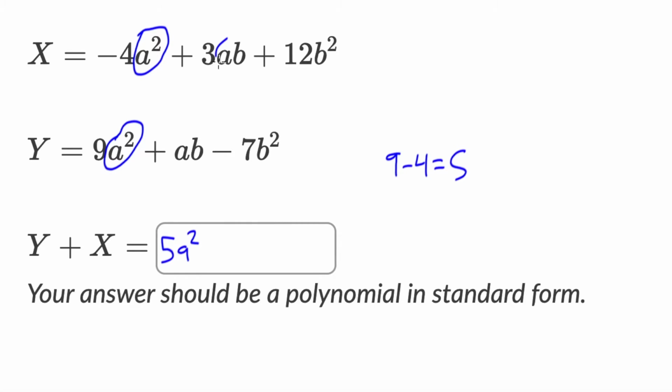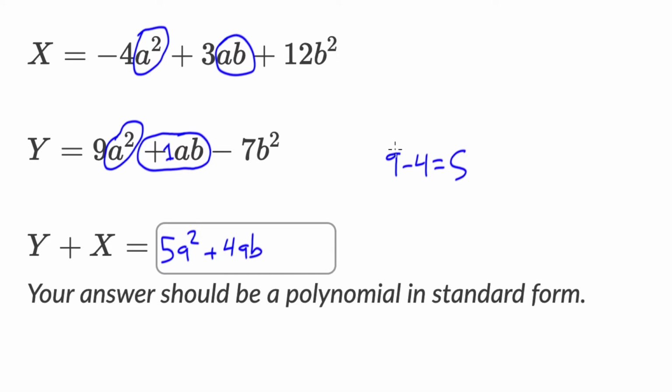So let's look at our next variable. We got ab, and we got a positive ab, okay? Pretty nice, both the same variable. What is 3 plus 1? That is 4, okay? So we're going to add 4ab. Pretty easy. And I believe in problem number 2, I told you this is equivalent to 1ab or ab. Doesn't matter because anything multiplied by 1 is just itself.